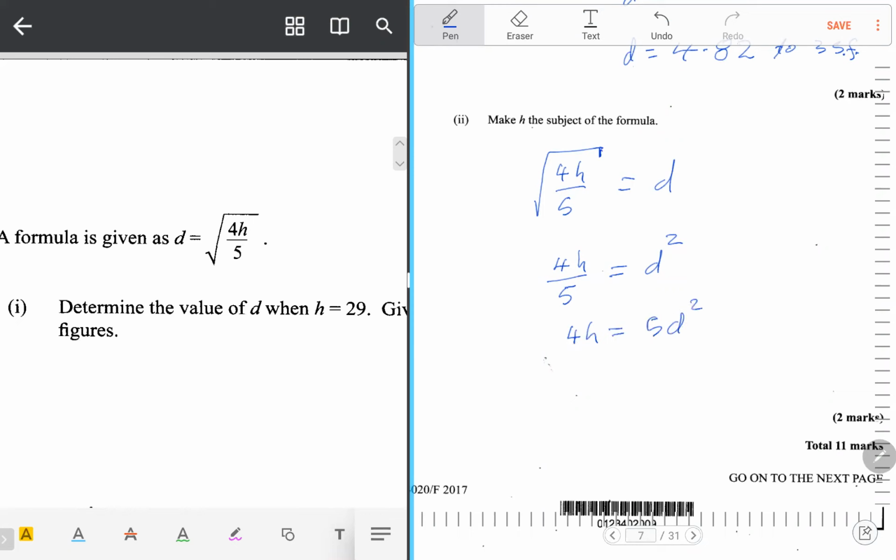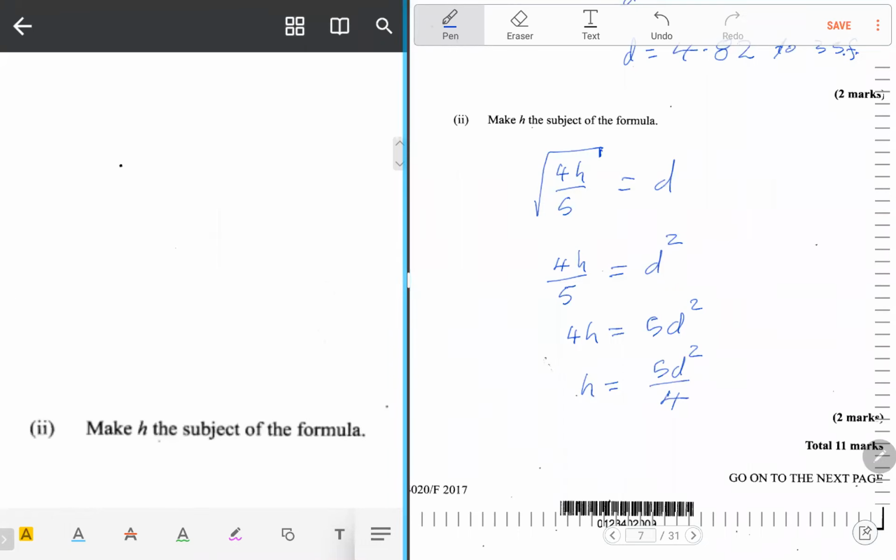Like I multiply both sides by 5. And then I need to divide both sides by 4. So the h now becomes 5d squared over 4. And that is it. You have made h the subject. And that is h as the subject right there. All right, nice and easy. All right, so let's move now to the next question.